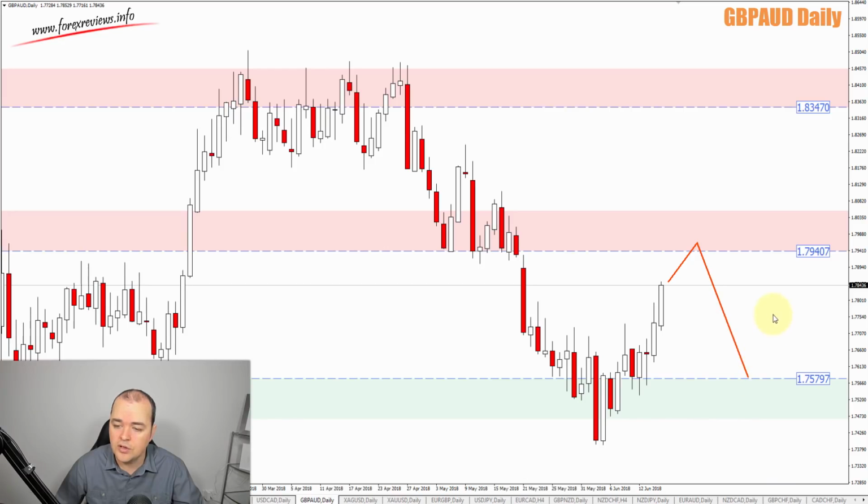So overall on GBAD, holding the 179.40 zone area as a great target area to the upside for all those people holding a buy position on this market. And also this is an area to the upside where I'm just looking for bearish evidence and a potential move to the downside from this important area.